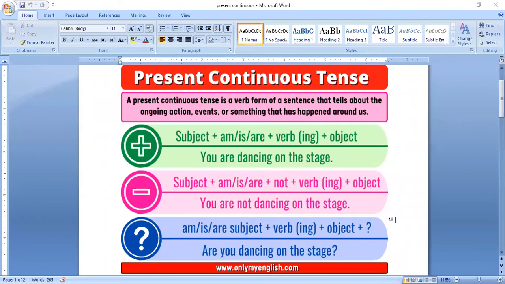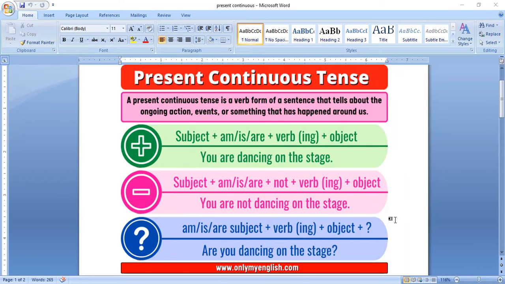Present continuous tense. A present continuous tense is a verb form of a sentence that tells about the ongoing action, events, or something that has happened around us. That is what I said already. First, it is going on. Subject plus am, is, are plus verb plus ing plus object.